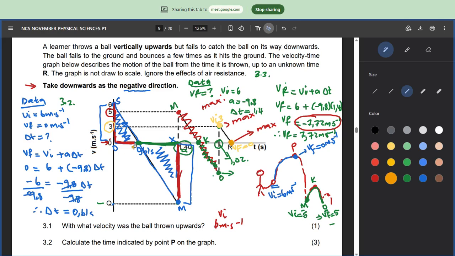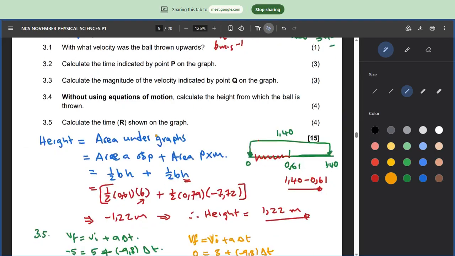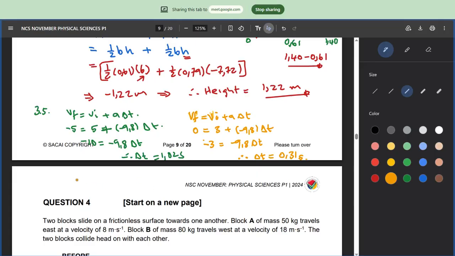So to find R, you're going to take this point here, 1.4, then you add your 1.02, then you add your 0.31. Then we'll know what is R. You add all those times. So the final answer will be T is 1.4. We add that with 1.02. We add with 0.31. Then the answer that you get is your time.